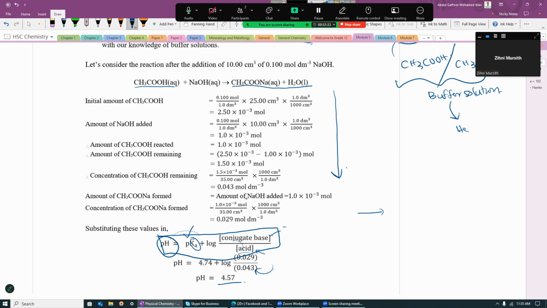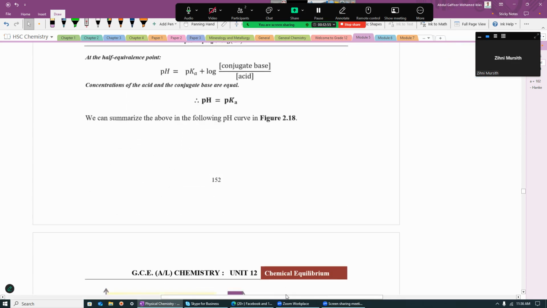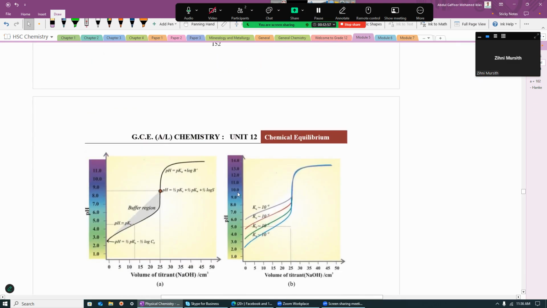So let's consider the reaction after the addition. You can take any volume, you can even take 15 milliliters, and find out the pH. This is for your practice. After you have completed this session, you can try for 15 milliliters and check whether you get the pH according to this graph. I will explain how you can draw this graph, and you can check, right? So now you can see during this region it will act as a buffer solution. Why?